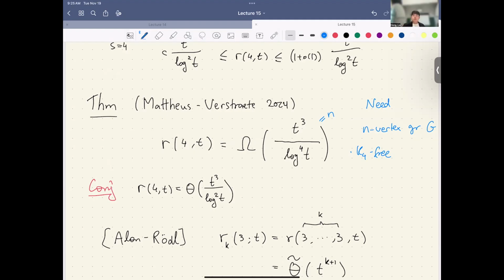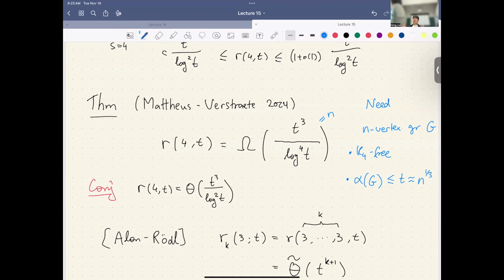So what do we need to prove? We want to prove the lower bound on the off-diagonal Ramsey number R(4,t) is at least, up to some polylog factor, t cubed. What it means is that we need to construct, let n be roughly t cubed, an n-vertex graph G which is K4-free, and its independence number is at most t, which is roughly n to the 1/3.